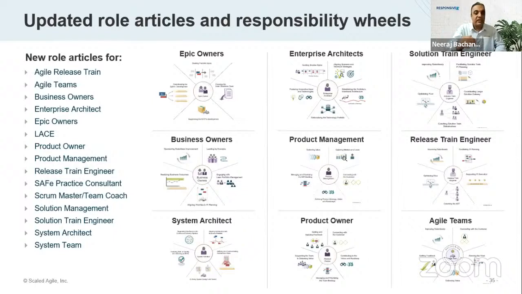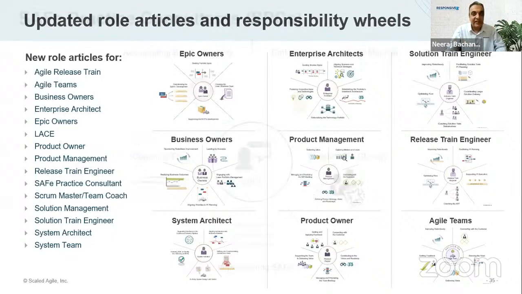So that is why you would see a change in this version: SAFe, first of all, has tried to highlight the key responsibilities of every role to make sure they understand what is needed for the success of that role. And the second thing they have done is that instead of a list, it's shown like a cartwheel, because visual representation always creates a better impact than just a list.